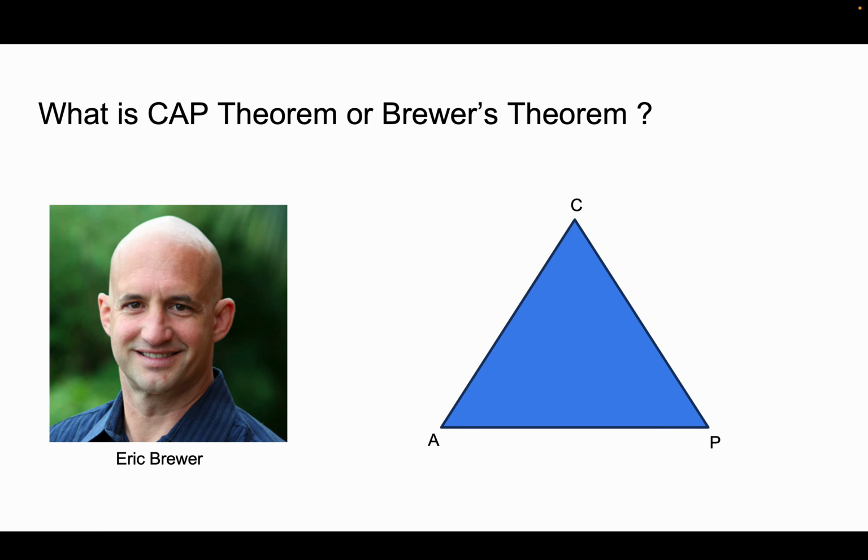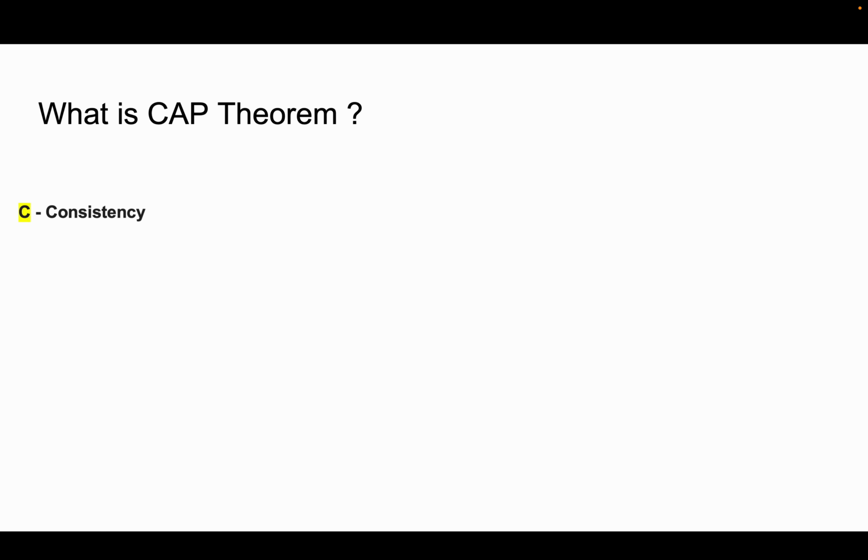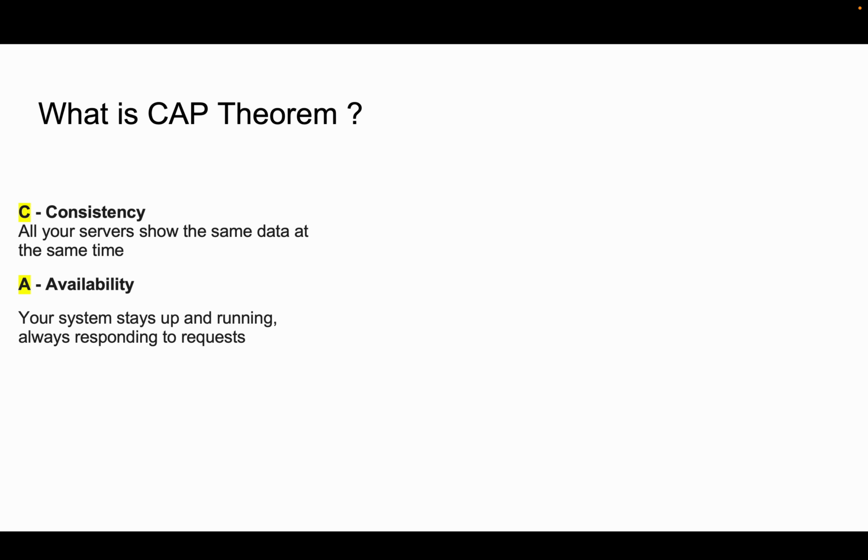So this is a CAP triangle and each corner of the triangle represents a word or letter from CAP. So C-A-P. Now C stands for consistency, where all your servers show the same data at the same time. A stands for availability, where your system stays up and running, always responding to the request. And P is for the partition tolerance, and your system works even when network connection fails.